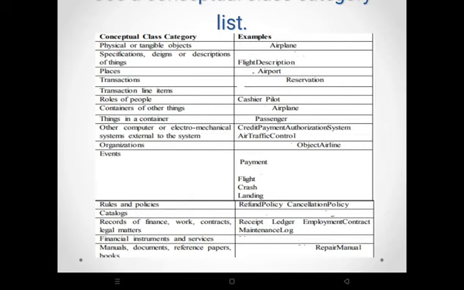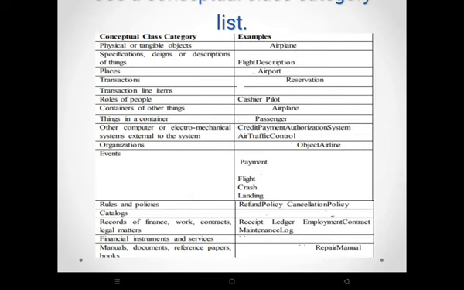Other computer or electromechanical system external to the system: credit payment authorization system, air traffic control. Organization: airplane is the example. What are the events of airline ticket reservation? Payment, flight, crash, landing. What are the rules and policies? Refund policy and cancellation policy. What is the catalog? I think catalog is not possible, so I leave it empty. Records of finance, work contract and legal matters: receipt, ledger, employment contract and maintenance log. Financial instrument and services are not applicable. Manual, document, reference paper, books: repair manual. So this is the example.